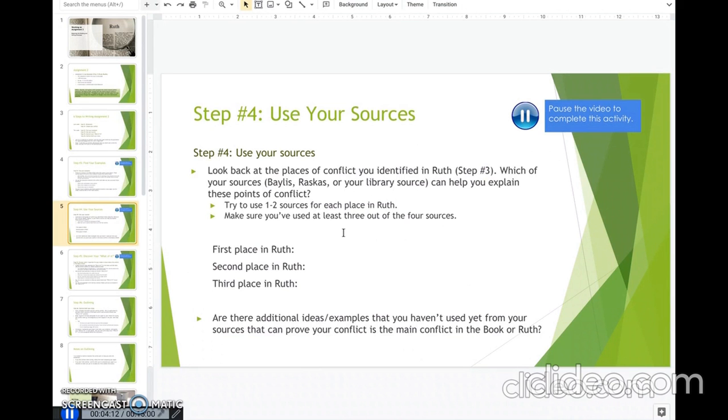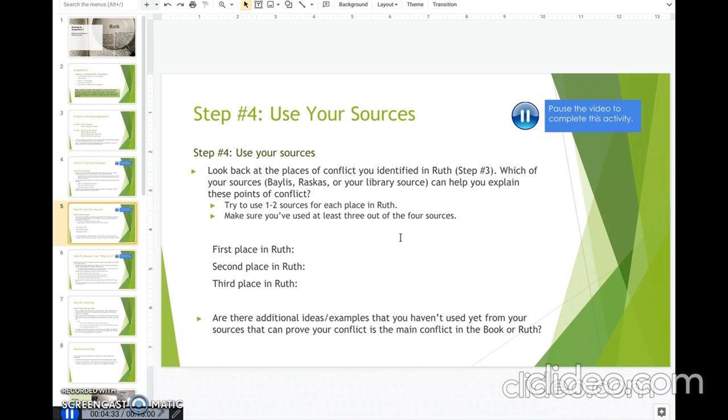Okay, so what you need to do is now try to find out, can either of these 3 sources help you explain those places in the Book of Ruth? Can you use them as evidence and support to help you prove that you are right in identifying this as the main conflict in the Book of Ruth?